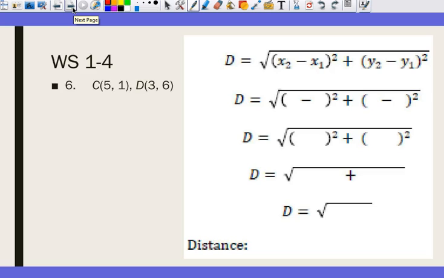Okay, we are supposed to be working on this problem now on your own. That is right. Negative 2 squared, 4.